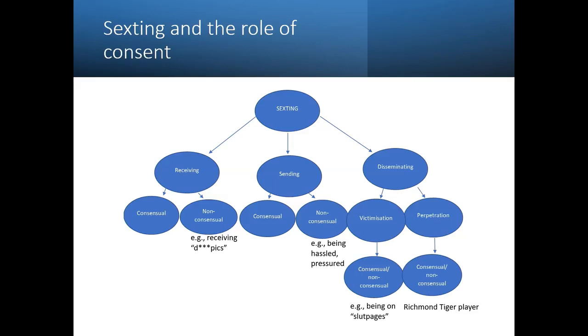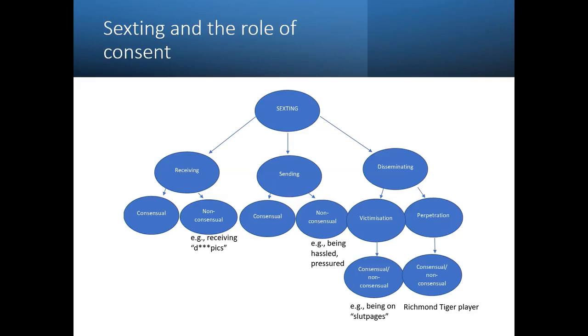The sending also can be consensual or non-consensual. Sending often happens because, for example, one of the most frequent reasons why people send and receive is that they want to establish sexual relationships, right? That's quite frequent across all age groups, but particularly in students as well. So they engage in this quite frequently. The sending can be consensual, but it can also be non-consensual. For example, if people are being hassled or pressured: come on, send me one, etc.